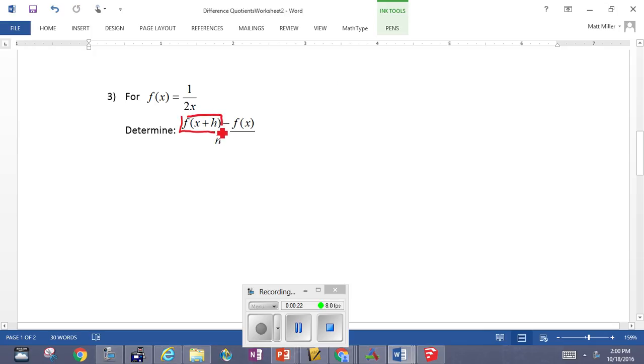So x plus h means that's a new x. So it's 1 over 2 times x plus h. All right? That's that. Now, minus f of x. That's the next part right here. Minus 1 over 2x.